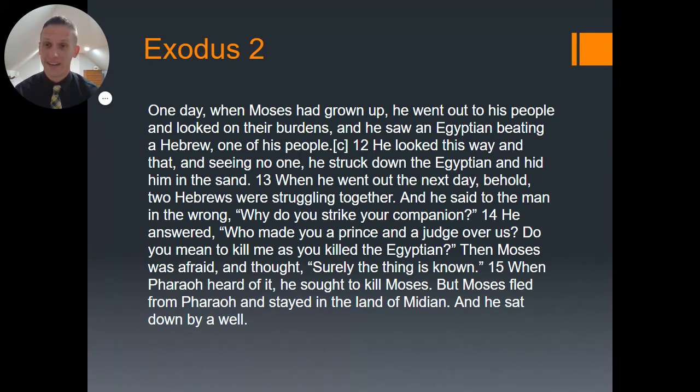Moses was terrified in this moment. He says, "Surely the thing is known," and indeed it was known. It got out to Pharaoh. The person that he saved didn't run back and say, "Moses, man, he's our deliverer." He said, he killed an Egyptian. Like, this guy's terrifying. Which he was.